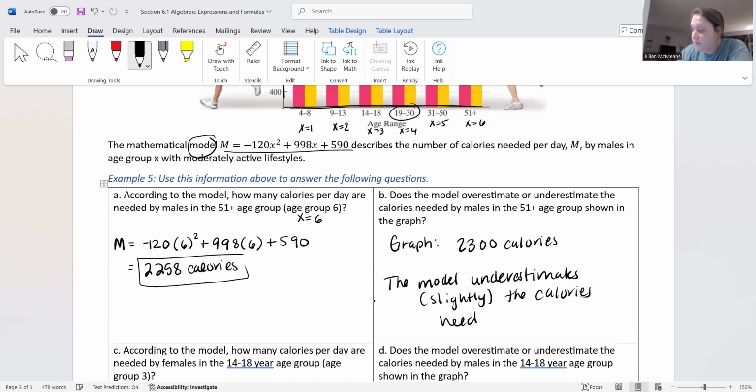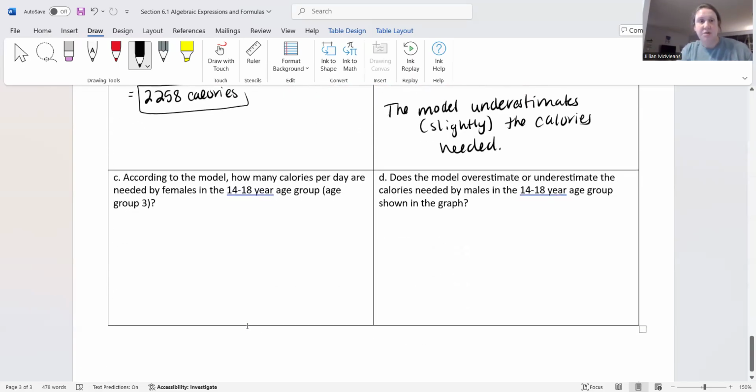It's pretty close though. All right, so we have this model that's going to do a good job at estimating the number of calories that different age groups and different sex groups need. So we're looking at male, female, and then different age groups, okay? So let's look at C and D.